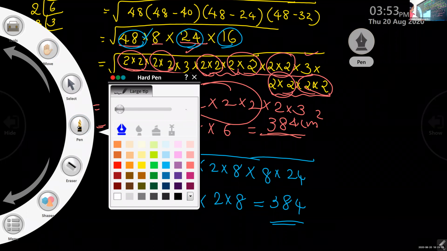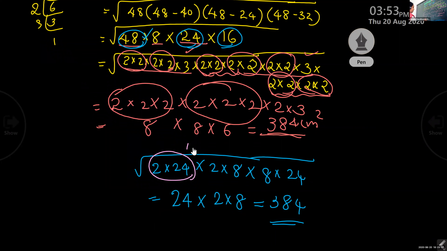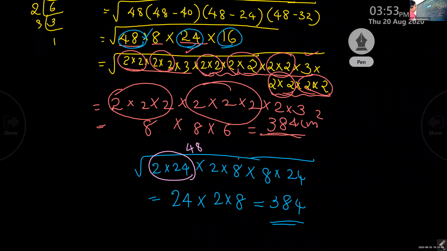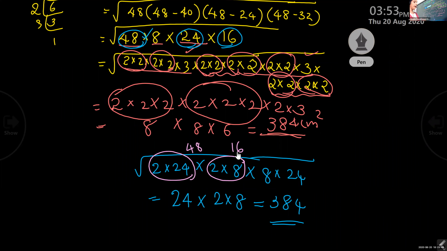Did you understand? Yes, ma'am. This is 48. And already 24 is there. So you can write in terms of 24 also. And this is 16. Now you can take that 24 fully out if you are splitting like this.